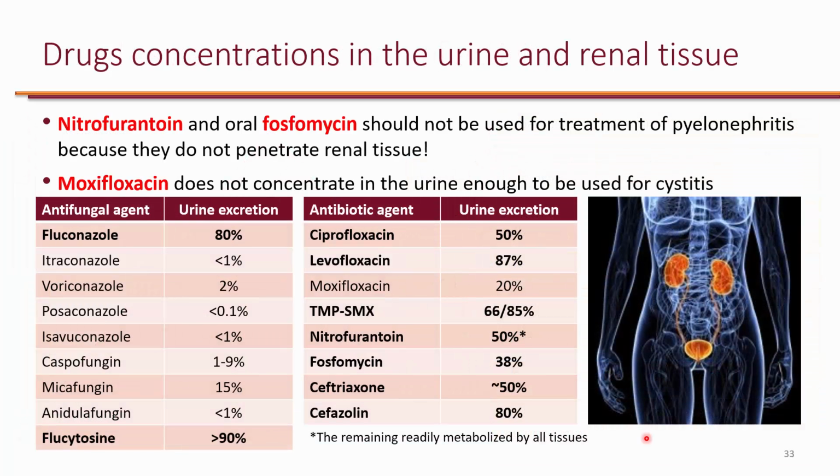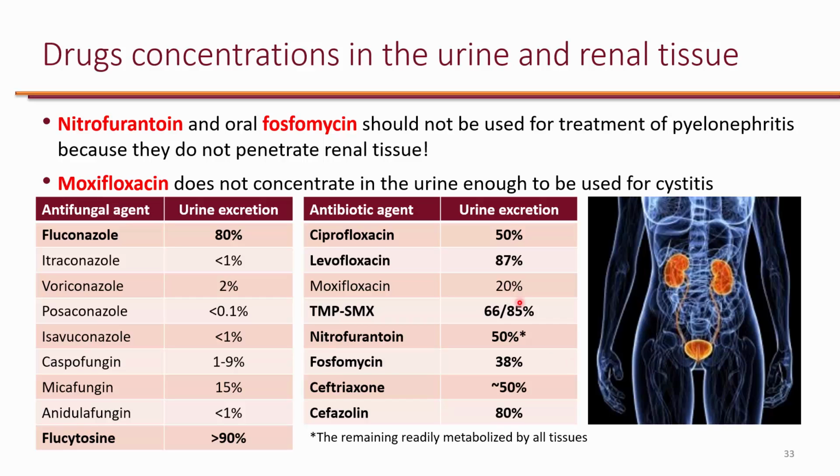Another thing to keep in mind when selecting agents for treating urinary tract infection is penetration to the site of infection. Nitrofurantoin and oral fosfomycin are excellent for cystitis. However, neither of them stays in the renal tissue. So they go completely into the bladder. Therefore, nitrofurantoin and fosfomycin, specifically oral fosfomycin, should not be used for pyelonephritis. Moxifloxacin also does not go into the bladder, so moxifloxacin should not be used for cystitis.